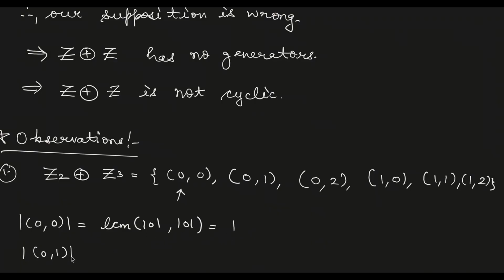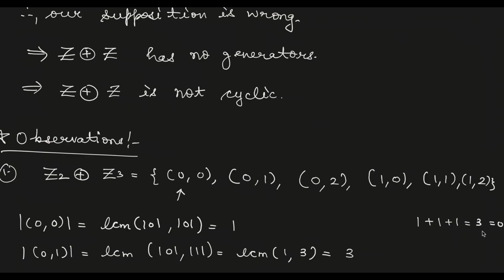Order of 0 comma 1 is the LCM of the order of 0 and the order of 1. So the LCM of 1 comma the order of 1 in Z3, which is 3. Is this clear? How it is 3? Yes. We took the LCM with respect to addition. To find the order of 1 in Z3, 1 plus 1 plus 1 gives 3, and then addition modulo 3 gives 0.